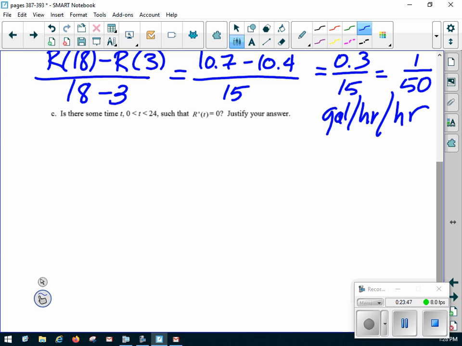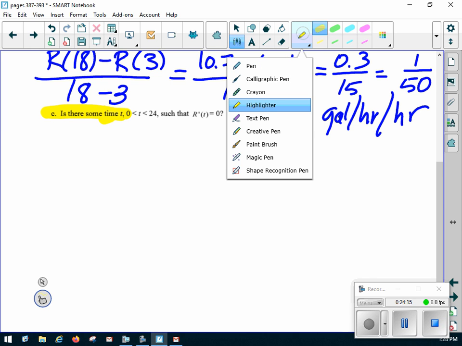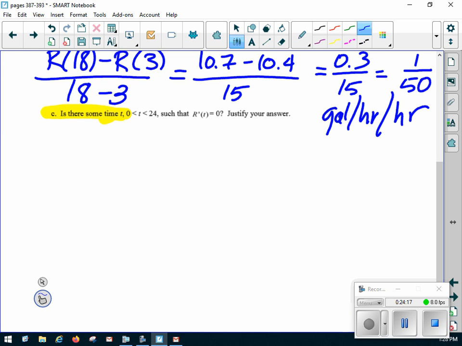All right, let's look at part C. Folks, when you see any wording like this, it's asking you for a theorem. It doesn't ask you to evaluate anything. It just says, does something exist? That means theorem.